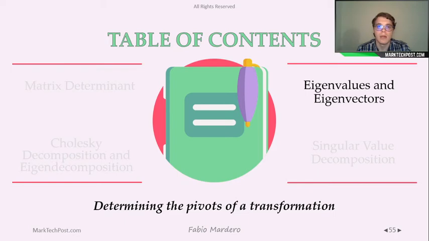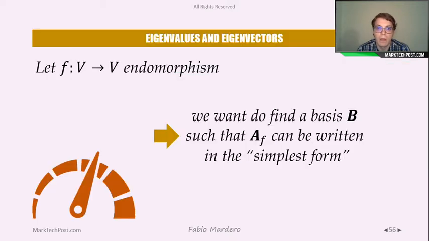When studying linear algebra, we have seen that a linear transformation can be represented using a transformation matrix. Now we want to understand more about the linear transformation and to characterize this function better, determine the pivots, the constants of this linear mapping.